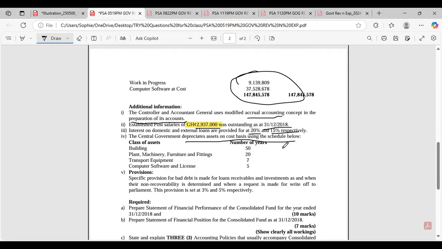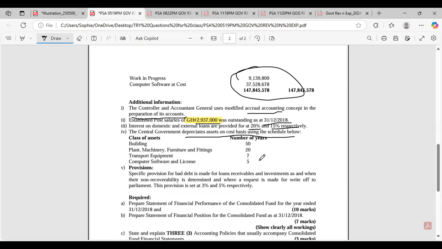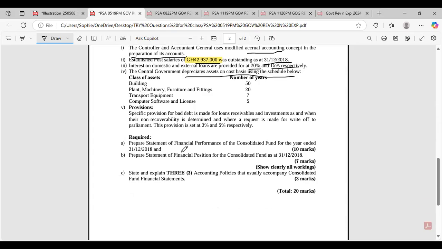We are being asked to depreciate the following assets. Building, 50 years, so we are going to use straight line, divided by the number of years. Plant, machinery, furniture and fitting, 20 years. Transport equipment, 7 years. Computer software, 5 years. It's very straightforward. And there are some provisions here.